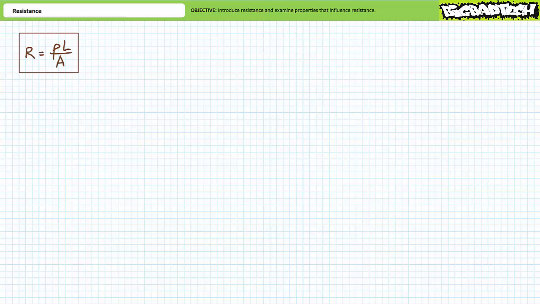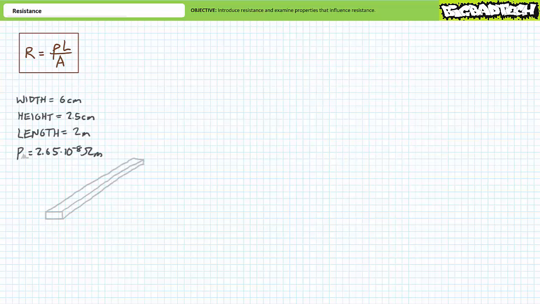Let's try an illustrated example of the resistance formula. Consider an aluminum bus bar through which current must travel end to end. The bus bar has a width of 6 centimeters, a height of 2.5 centimeters, and is 2 meters long. Aluminum is known to have an innate resistivity of 2.65 times 10 to the negative 8 ohm meters.